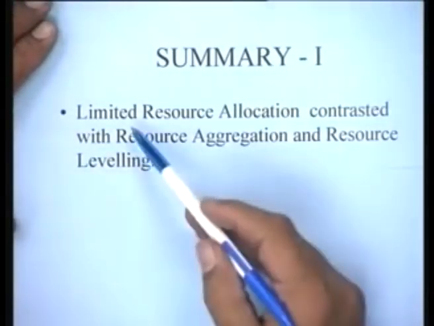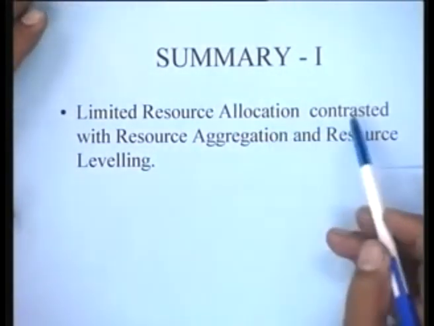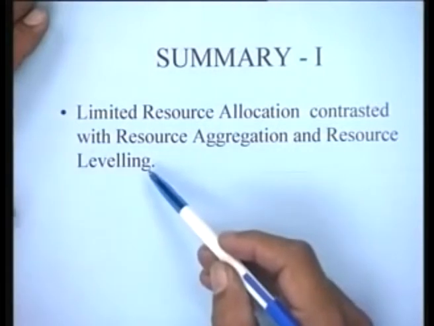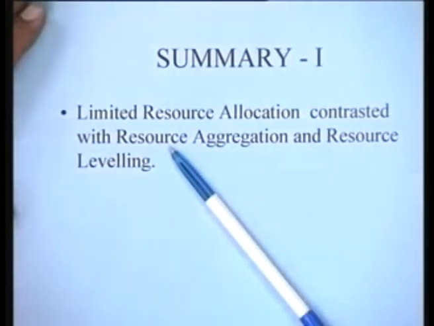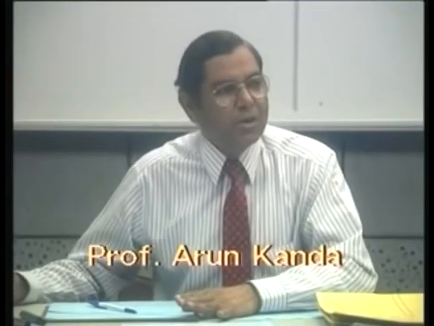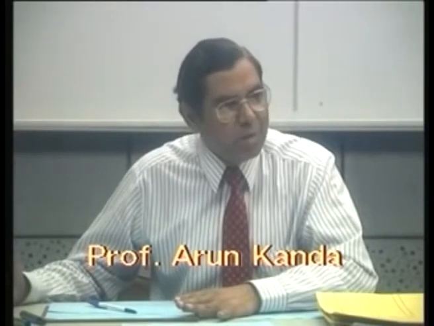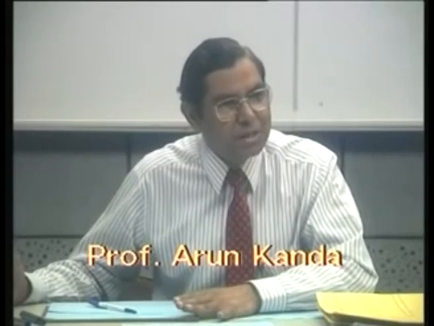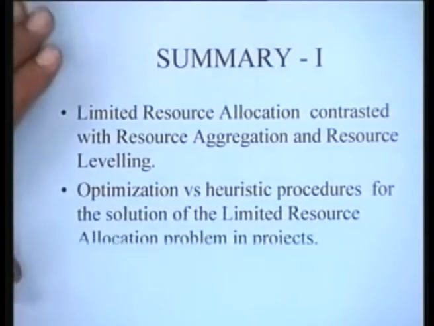So let's try to summarize our discussions today. We saw that the limited resource allocation problem was first of all contrasted with the resource aggregation and the resource leveling problems. I think the point that really has to be understood here is that the resource aggregation problem is the simplest problem, which does not involve any optimization. Resource leveling requires some optimization, but it does not worsen the project duration. And this is the most complicated problem, namely the limited resource allocation problem, where you are trying to conform to limited resource availabilities, and the objective is to minimize the project duration. So I think that distinction between the three problems must be clear.